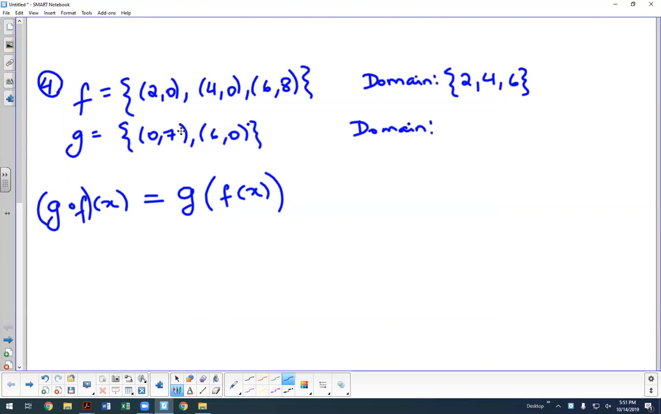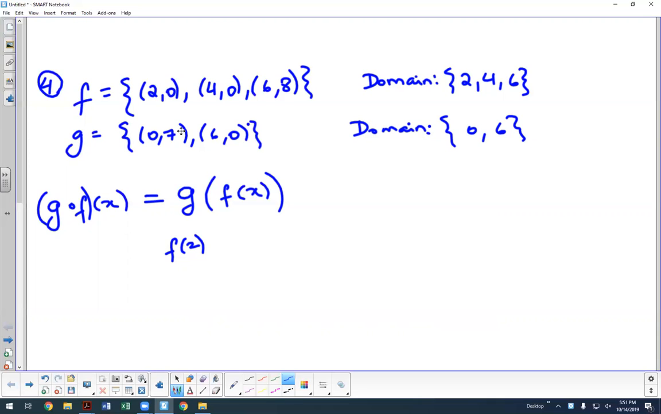Domain of the g function is going to be 0 and 6. So for the inside function, we'll of course start with the domain and go through all of them as long as we can use them in our outside function. The first thing we're going to start out with is f of 2. Now what will f of 2 give us?